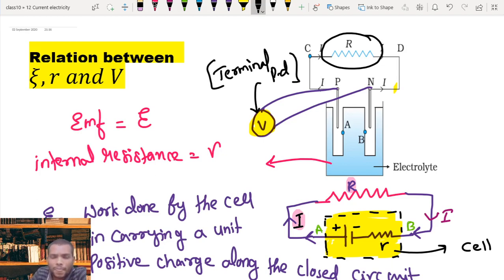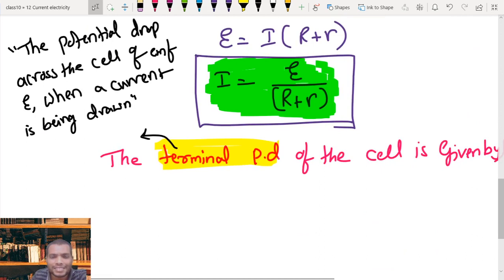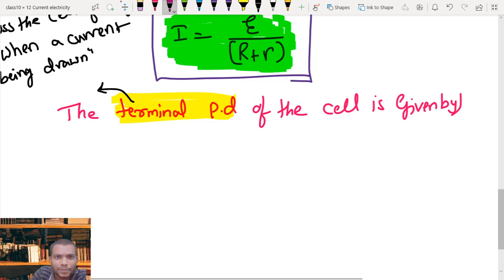One more time I am repeating. To a cell, if we connect an external resistance, current is flowing, current is drawn. So at that time, if you measure the potential difference across the cell, what is the potential difference we get? That we define as terminal potential difference. Because current is flowing through the cell, we can represent that terminal potential difference as V.